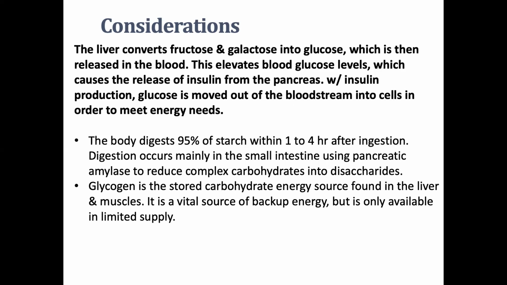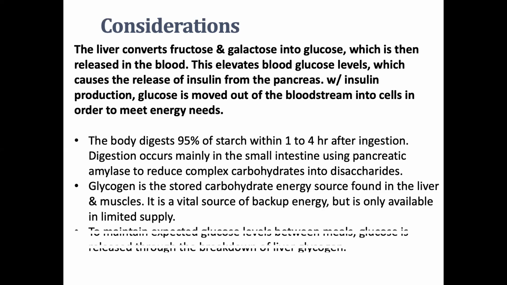Glycogen is the stored carbohydrate energy source in the liver and in our muscles, and it's sort of a quick energy storage that gets used up real fast if we're very active, okay? But it's not the main way that we store energy. The main way that we store energy in our body is by the storage of fat, okay?